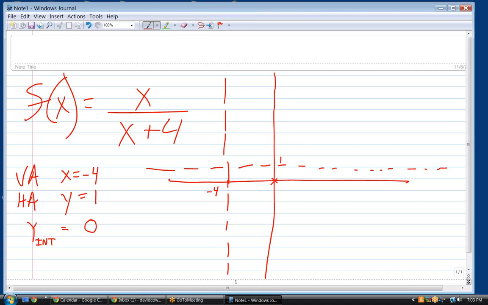Hold on a moment. There's something wrong with that. I'm not sure what it is. Well, let's figure out the x-intercept. I'm going to set f of x equal to 0, and the only way f of x can be equal to 0 is if x is equal to 0. So our function goes through this point right here.